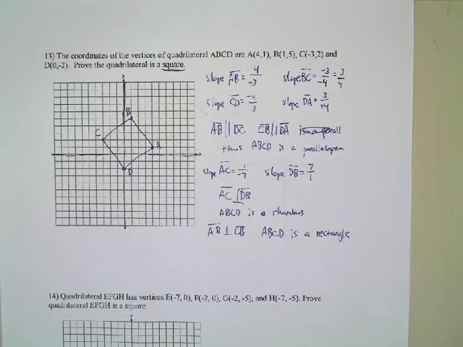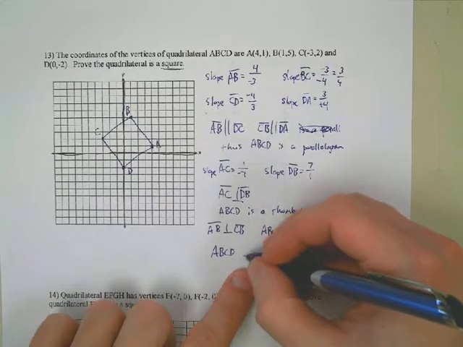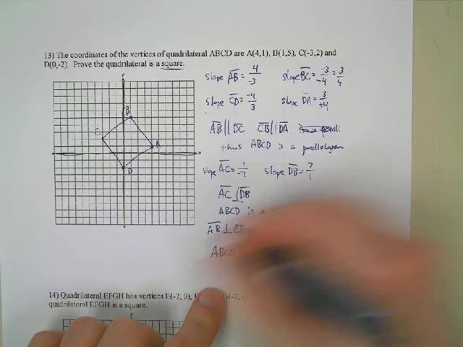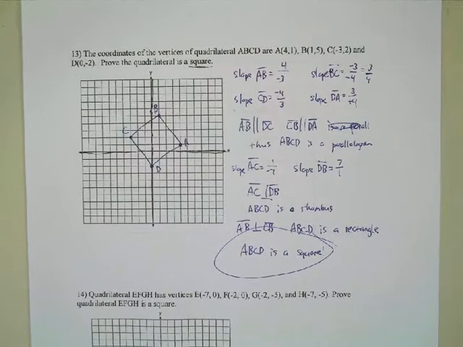Since ABCD is both a rhombus and a rectangle, what kind of shape is both a rhombus and a rectangle? It's a square. That's right. Since it's both a rhombus and a rectangle, we can finally say it's a square. That's what's necessary to show that something's a square. You have to first show it's a parallelogram, then that it's a rhombus and a rectangle, and as a result of all those things, it must be a square, because only a square is both a rhombus and a rectangle. Okay?